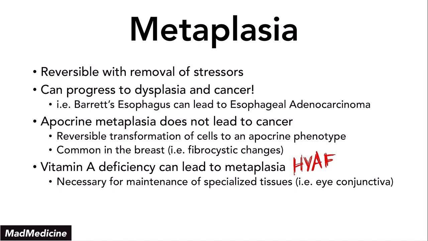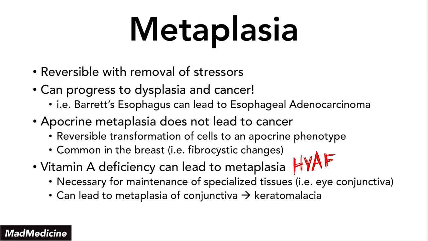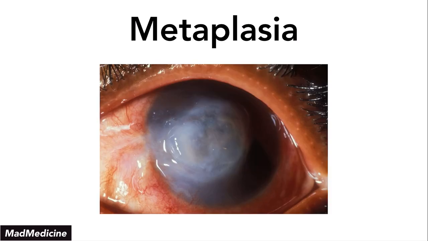And if you don't have enough vitamin A, you're going to develop other types of changes like keratomalacia. Keratomalacia is a type of metaplastic change that occurs in the conjunctiva of our eye because we have a vitamin A deficiency. And this is what keratomalacia looks like. You can see this milky substance in the conjunctiva that really shouldn't be there. Okay, so that is one example of metaplasia that can be very pathologic that you need to remember.